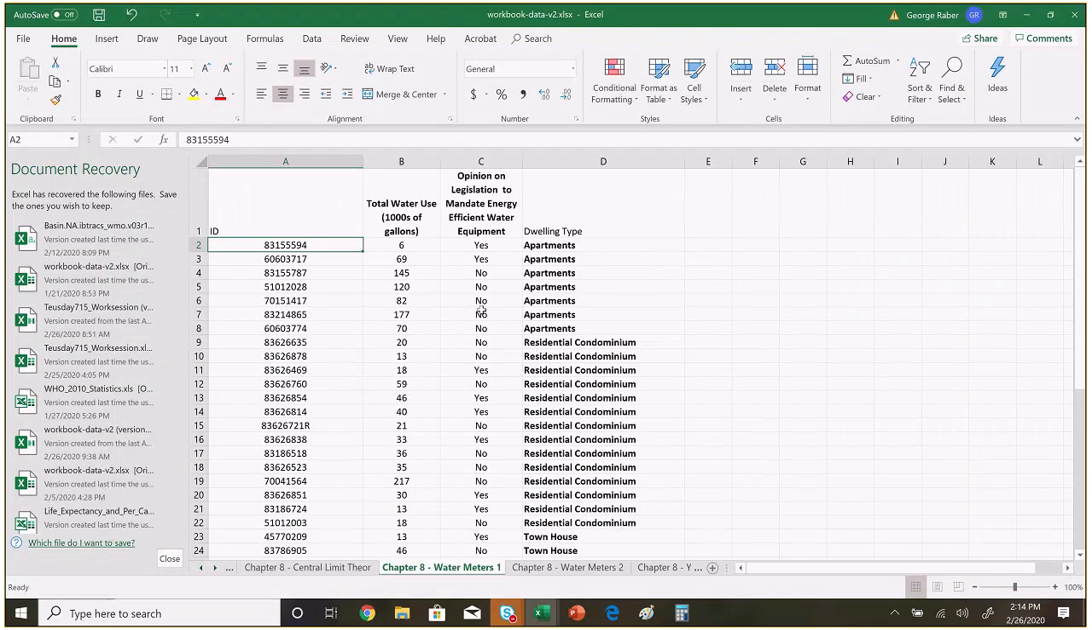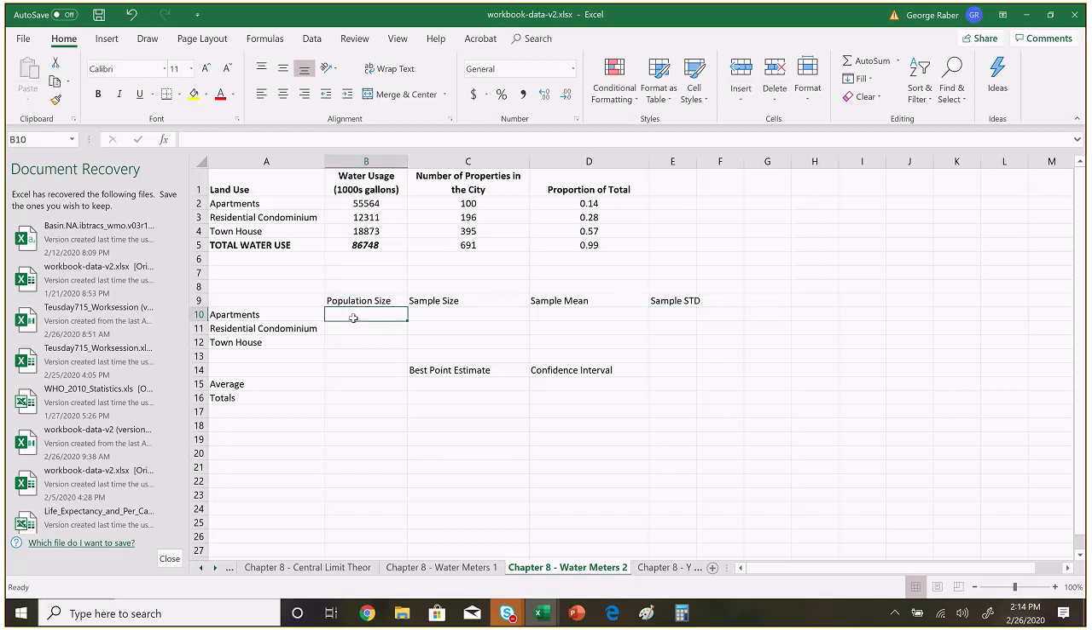So what's the population size for apartments? Is that given anywhere? It's not written in the text of the homework, but it is on this sheet. What's the actual population of apartments in this town? How many apartments is another way to say that? Where is it on that sheet? Yep, C2 there. So there's 100. So we could just type that in, 100, 196, and 395. So that's the total number of properties in the city. I mean, that's a small city, right? It's only got 100 apartments, 196 residential condominiums, and 395 townhouses. But that's the way it is.